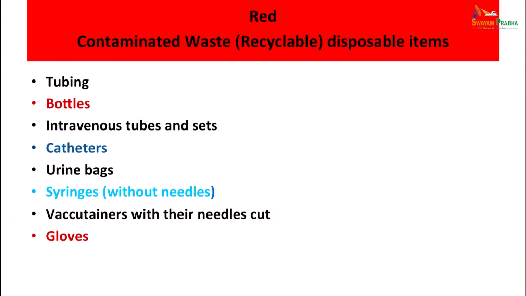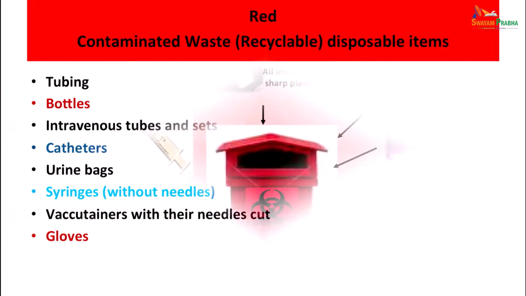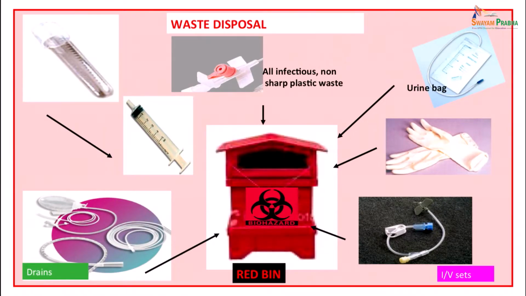As far as the red bag is concerned, it usually is used to collect contaminated waste or recyclable disposable items, which could be the tubings, glass tubings, rubber tubings, bottles, IV tubes and sets, catheters, urine bags, syringes, vacutainers, gloves, all these which are collected in the red bin, and they are all reusable, that is the syringes, the glass tubings, gloves, etc.